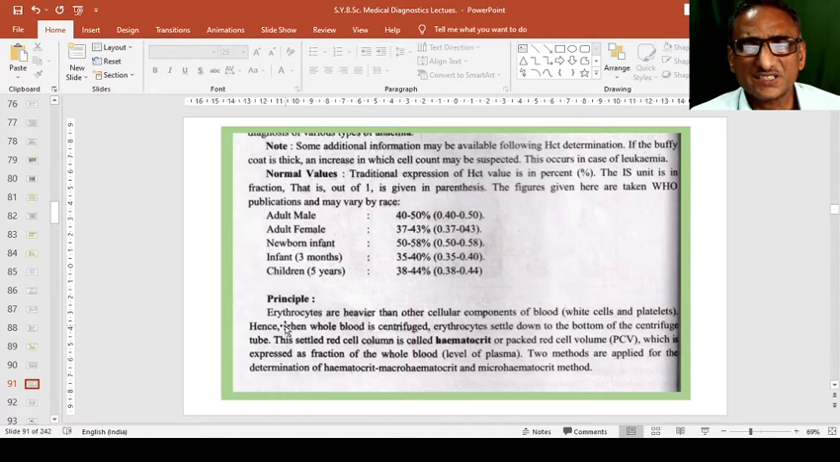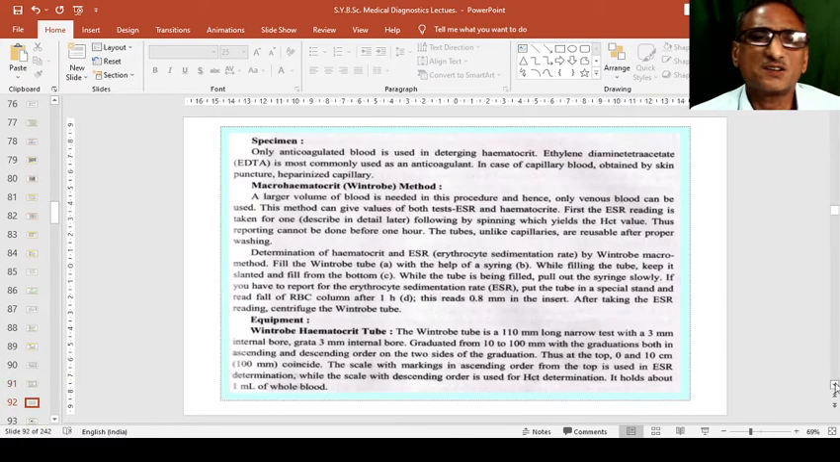Its principle is that erythrocytes are heavier than other cellular components of the blood. Therefore, whenever it is centrifuged, it separates into upper and lower parts. Then the settled RBC or red cell column is called hematocrit, or packed cell volume, PCV. We can examine its fraction and calculate the level of the cells.